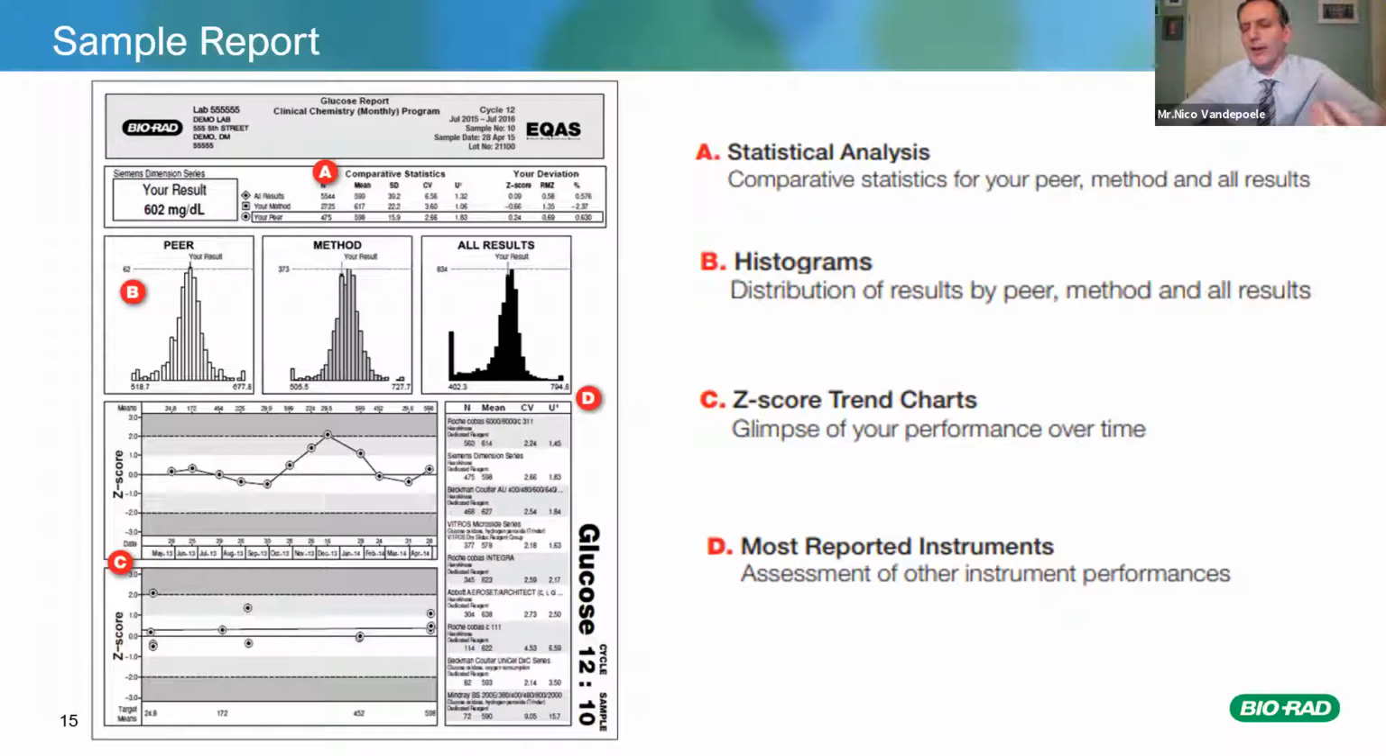They are almost like Levey-Jennings charts, but the difference is they are not your daily QC, but each of your proficiency test results, one after the other. And then part D here is just most reported instruments. If you want to look at other instruments' results and see how different they would be, you could see that in here. This, for example, is a glucose report.